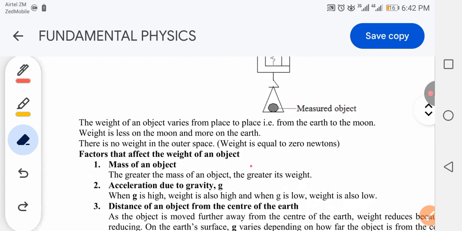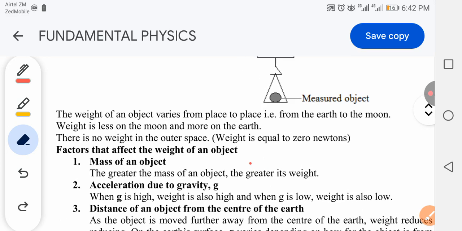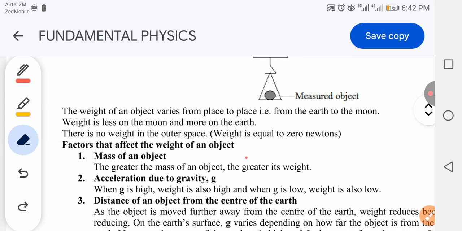So moving on. The weight of an object varies from place to place, from the Earth to the moon, whereas mass is the same everywhere you go. Be it on the moon or on the Earth, the mass is the same. But for weight, it's a different story. The weight on Earth differs from the weight on the moon. For instance, weight is less on the moon and more on the Earth.